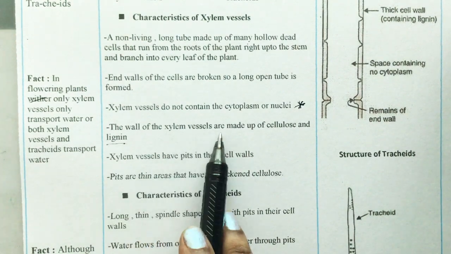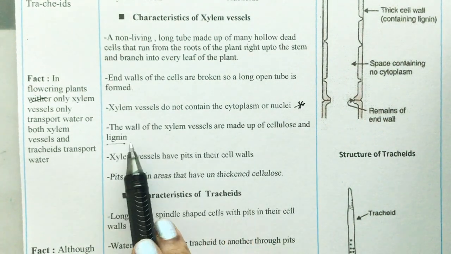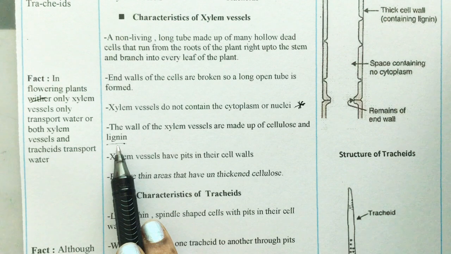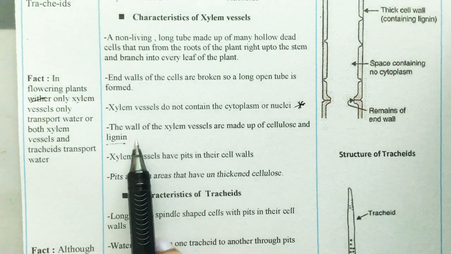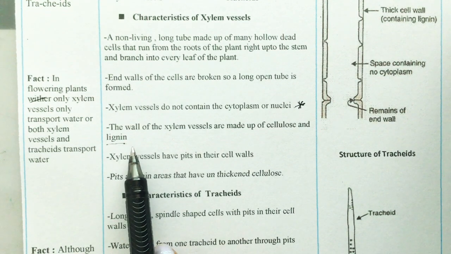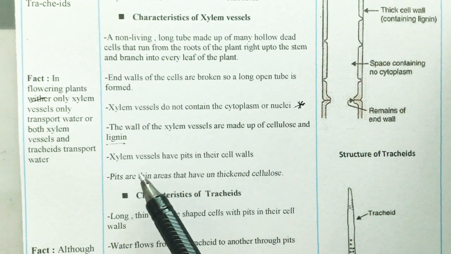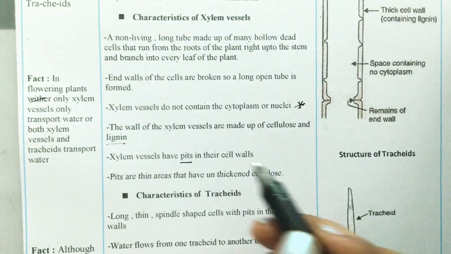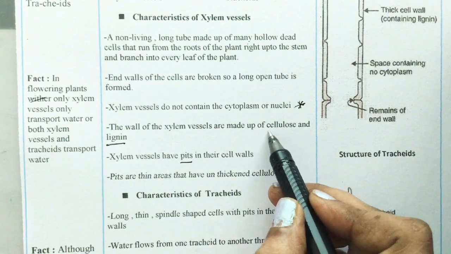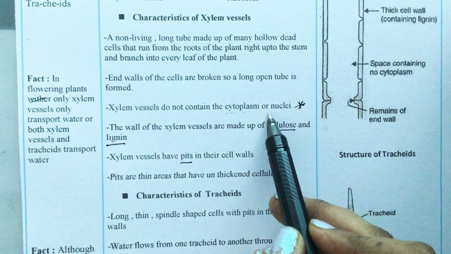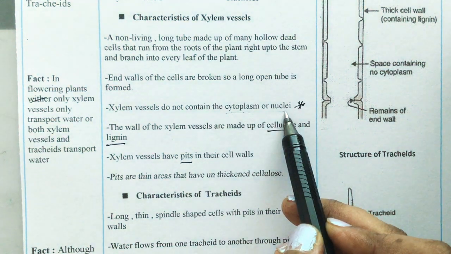The walls of the xylem vessels are made up of cellulose and lignin. So, this is a new term which you will have to learn in your vocabulary. Lignin is a very hard and strong substance that provides strength to the stem and helps the plant stay upright. Clear? Next, xylem vessels have pits in their cell walls. So, the word pit, the word lignin, the word cellulose has to be kept in mind.